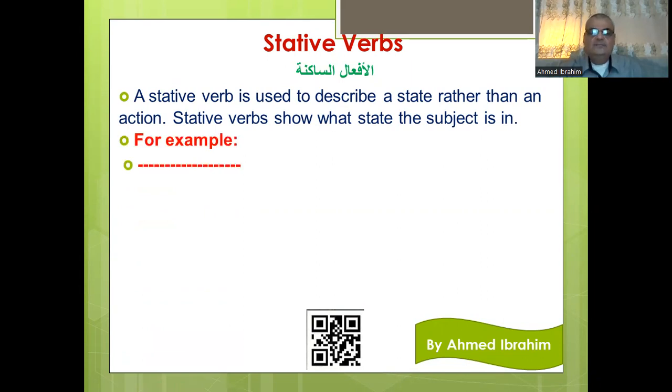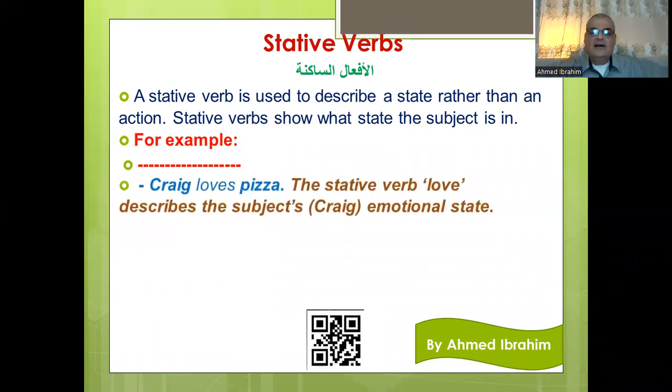For example, Craig loves pizza. The stative verb love describes the subject's emotional state. Okay? هنا verb love بيصف حالة كريج. Okay?